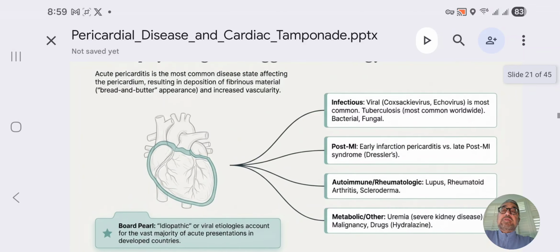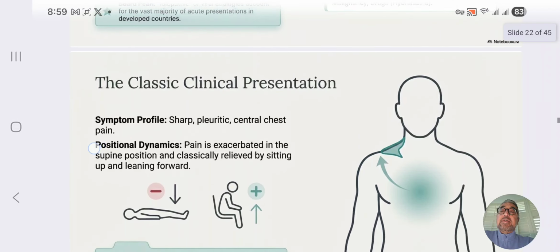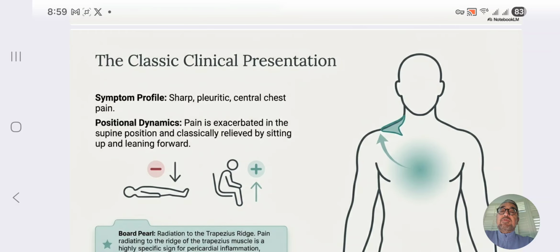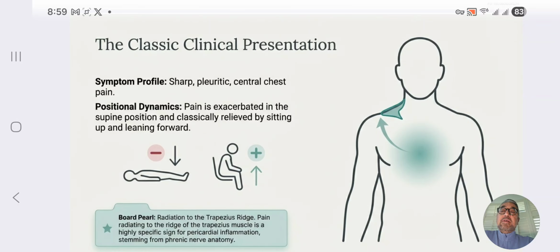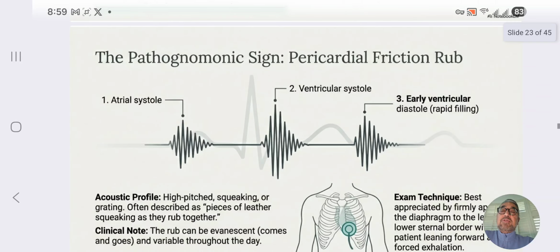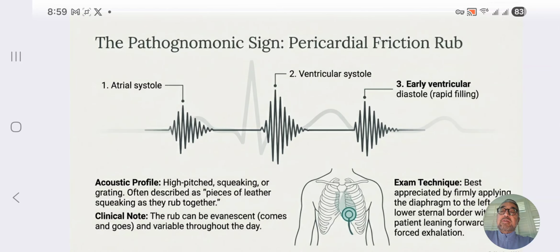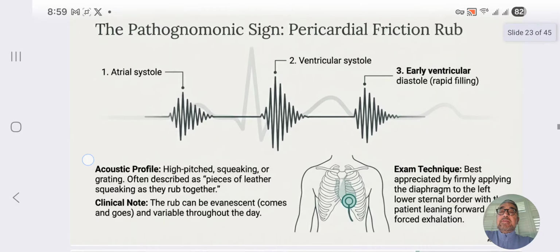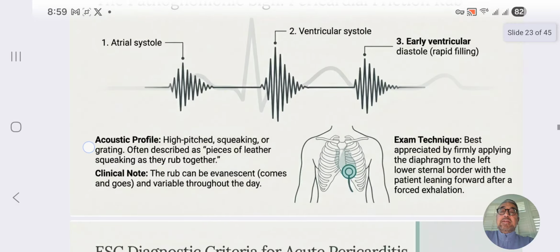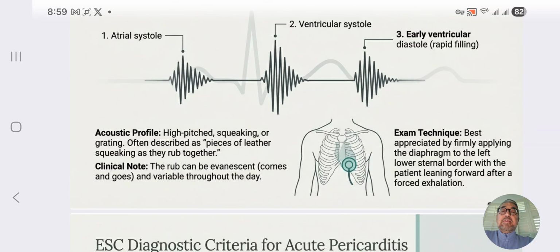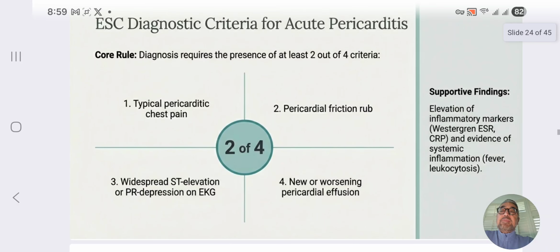Now, pathophysiology: it can be triggered by infection, post-MI, autoimmune, and metabolic factors. Classic presentation is sharp pleuritic central chest pain, which radiates to the trapezius, worse on lying down, improved on sitting up and leaning forward. Pathognomonic sign is a pericardial friction rub, which is a high-pitched squeaking, grating sound, like pieces of leather rubbing against each other. This can be transient. It's best auscultated by firmly applying the diaphragm to the left lower sternal border and having the patient lean forward and breathe out.